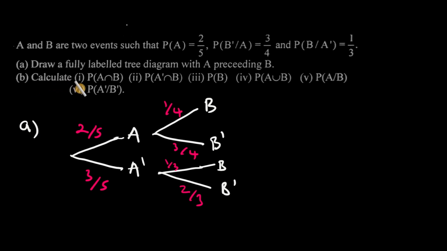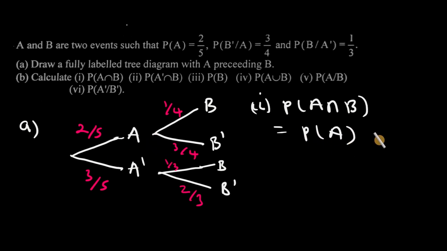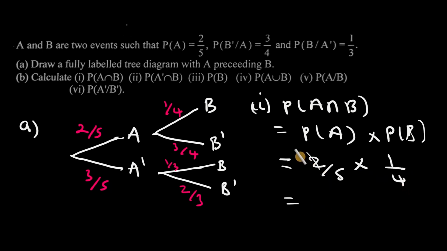Now, Roman 1, calculate probability of A intersection B. Probability of A intersection B is the same as probability of A times probability of B, since the probabilities of events along a branch are always an intersection. So we have 2 on 5 times 1 on 4, which is the same as 2 here 1, 2 here 2 times. That's 1 on 10, since 5 times 2 is 10. So it means here is 1 on 10.